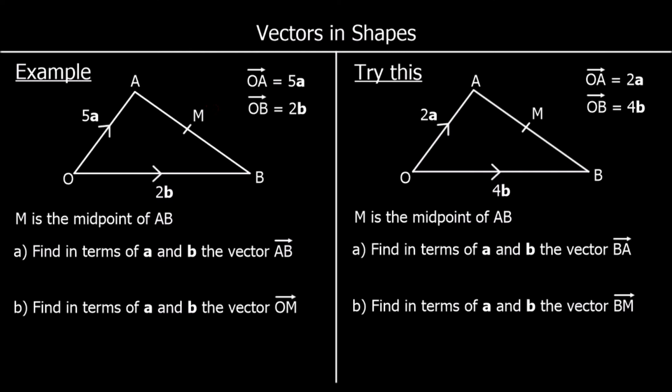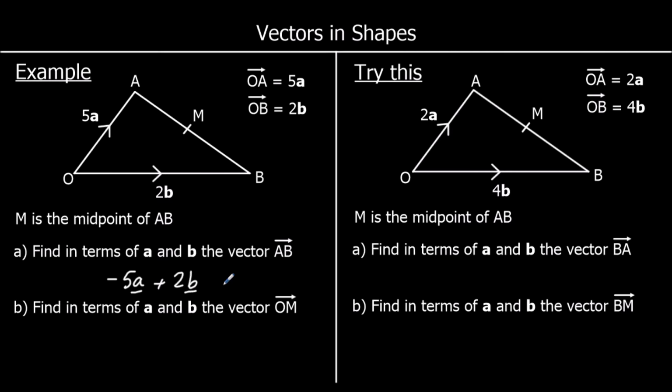Here's another example. The first question says find in terms of a and b the vector A to B. So just as before, we're going to go around the long way. So we're going to go backwards along a 5a, so minus 5a, plus a 2b, plus 2b.